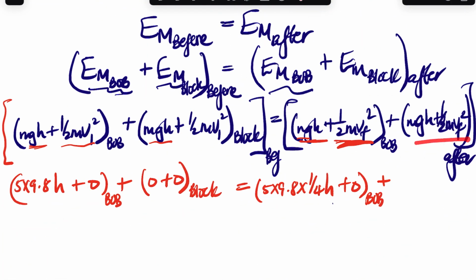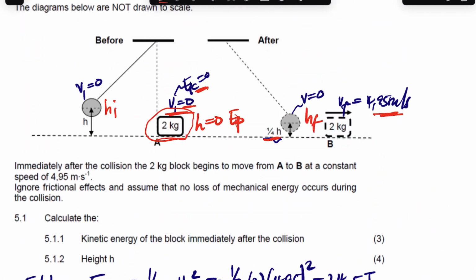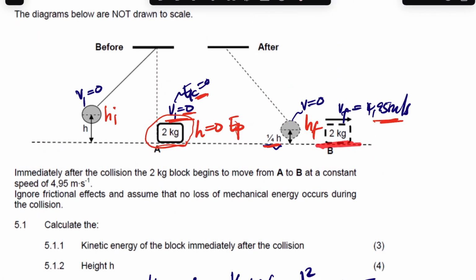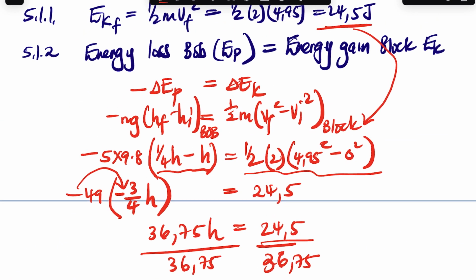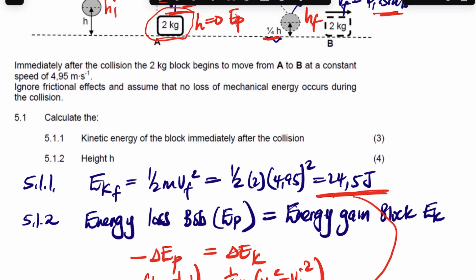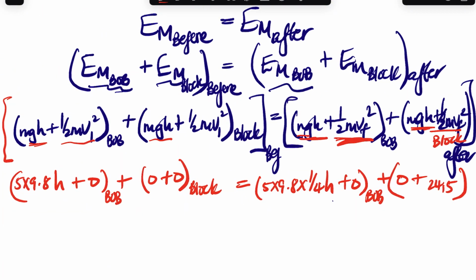block. Now we are in the block. This is the block, right? I forgot to write block here. The block after has no height, so it's on the ground. Its gravitational potential energy, the mgh, is going to be 0. And the kinetic energy here, after we calculated, was 24.5. So was it 24.5? Yeah, 24.5. This one, right? It becomes easier.